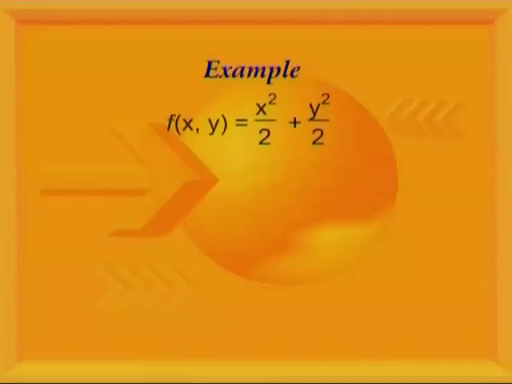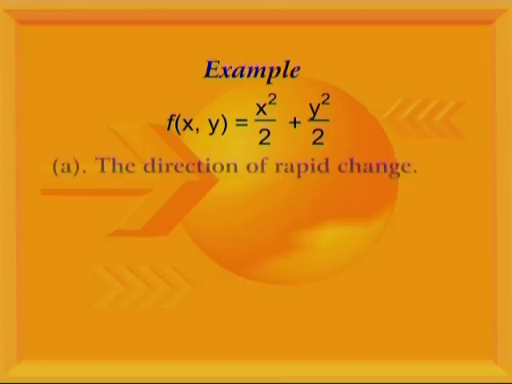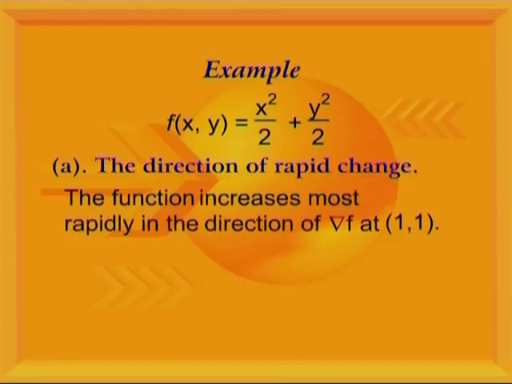Let us do some examples. Our function is f(x,y) equal to x squared by 2 plus y squared by 2. First of all, we find the direction in which there is a rapid change, I mean maximum change. As we have discussed, the function increases most rapidly in the direction of del f at the point (1, 1).